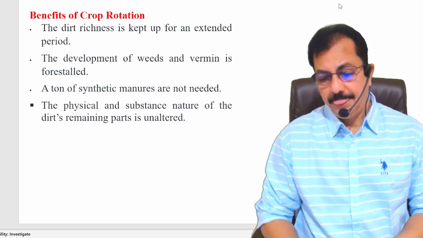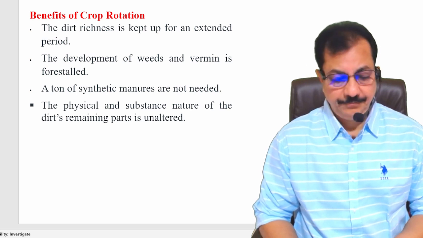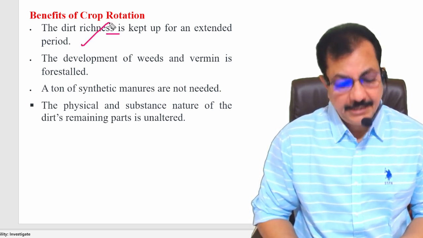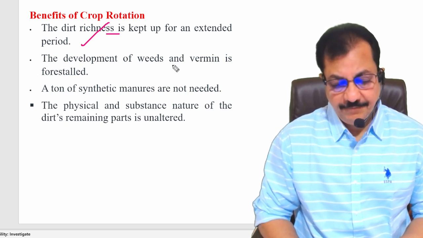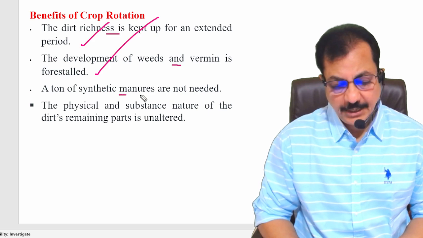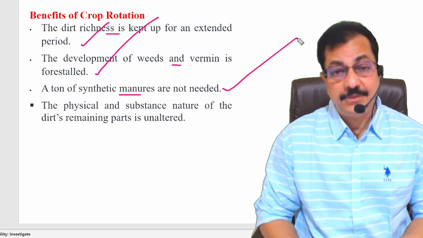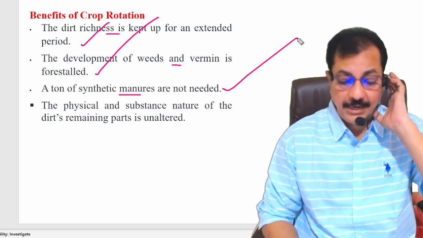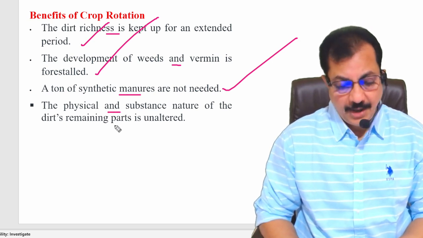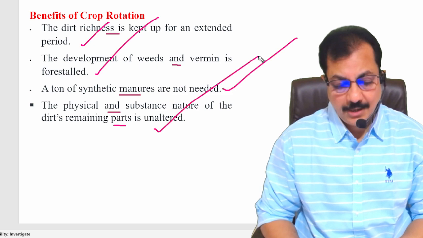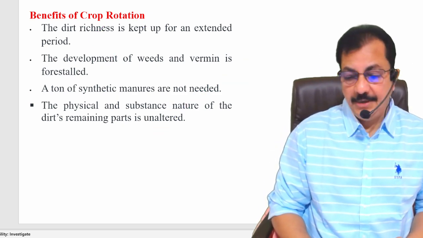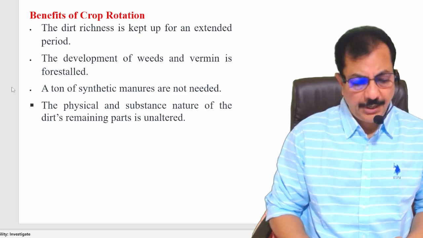Now what are the benefits of crop rotation? The dirt richness is kept up for an extended period. The development of weeds and vermin is forestalled. A ton of synthetic manures are not needed with crop rotation. This is one big advantage. The physical and substance nature of the dirt's remaining parts are unaltered. So these are all considered to be the benefits of crop rotation.